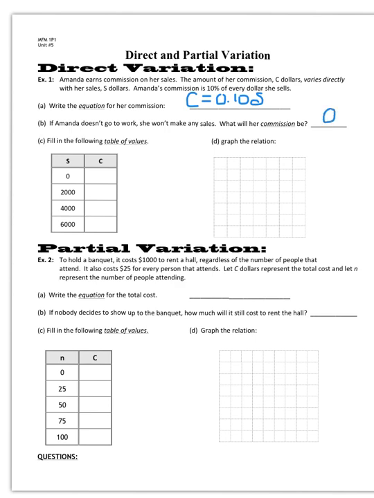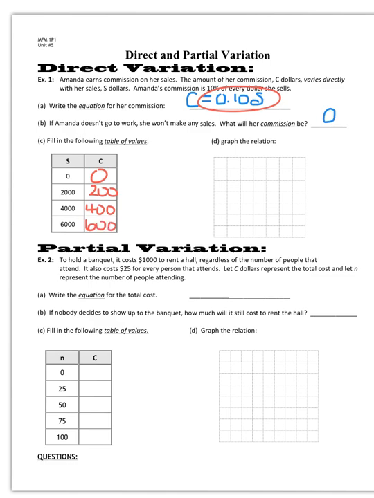So we're going to fill in our table of values. We're going to go 0 for S, so 0. I'm just looking at my equation. So 0.10 times S, and S is 0. Okay, she makes 0. What if she sells 2,000? So we're going to go 10% of 2,000. 0.10 times 2,000, and you should get 200. And then 4,000 would be 400. And 6,000 would be 600.